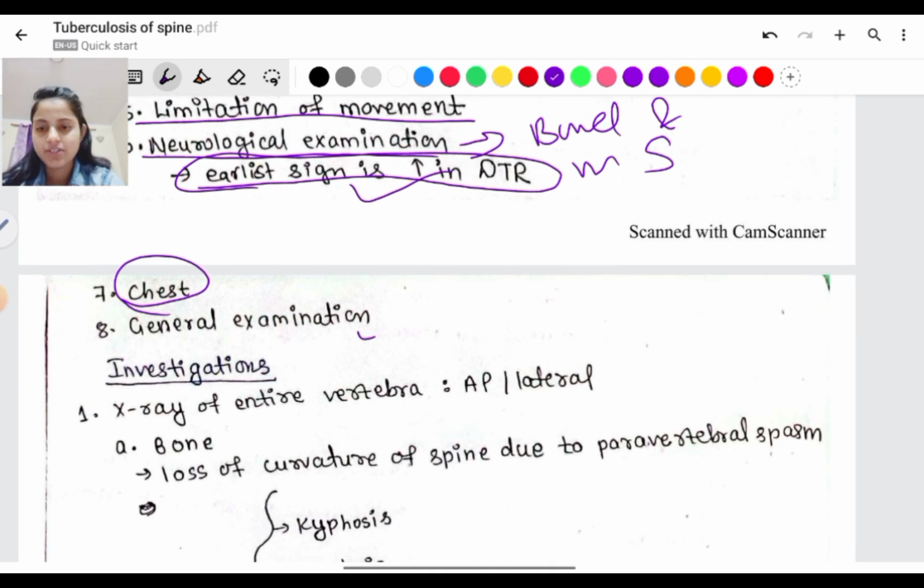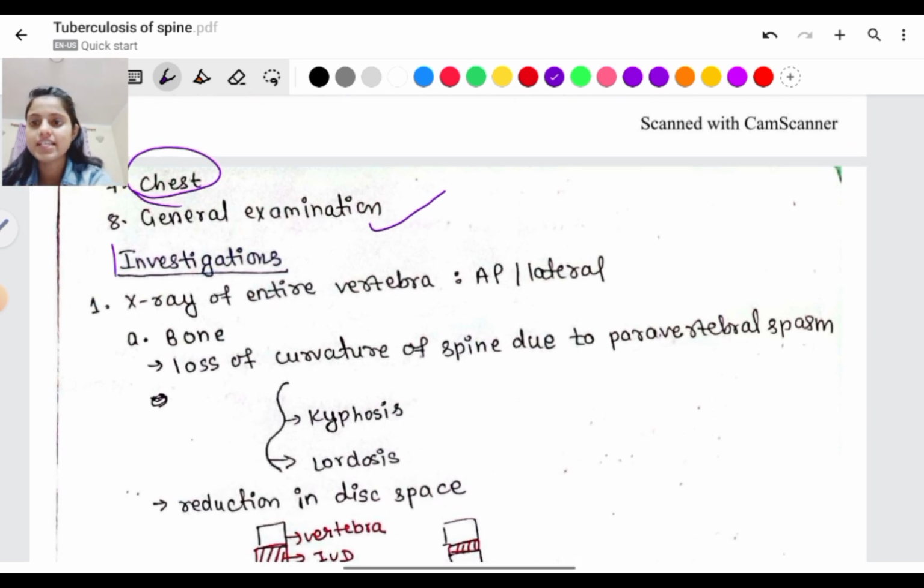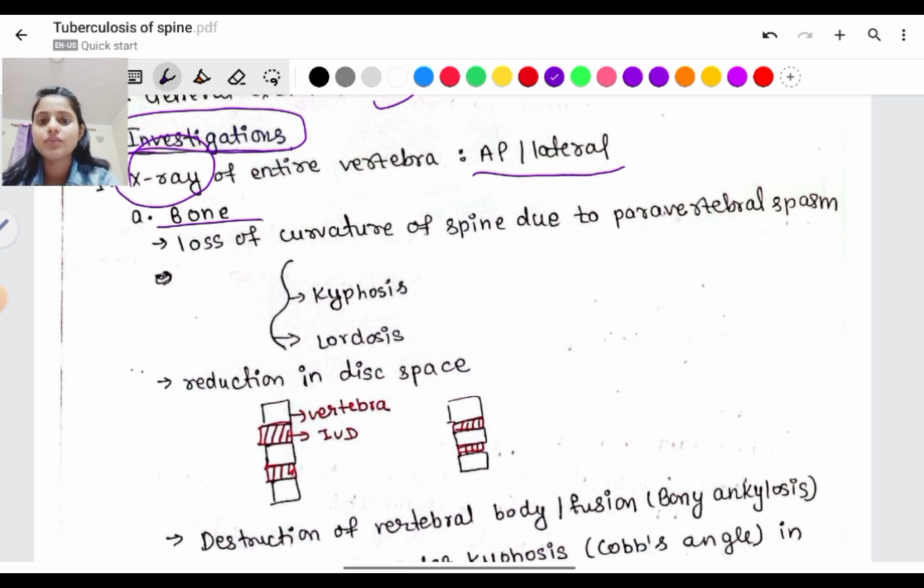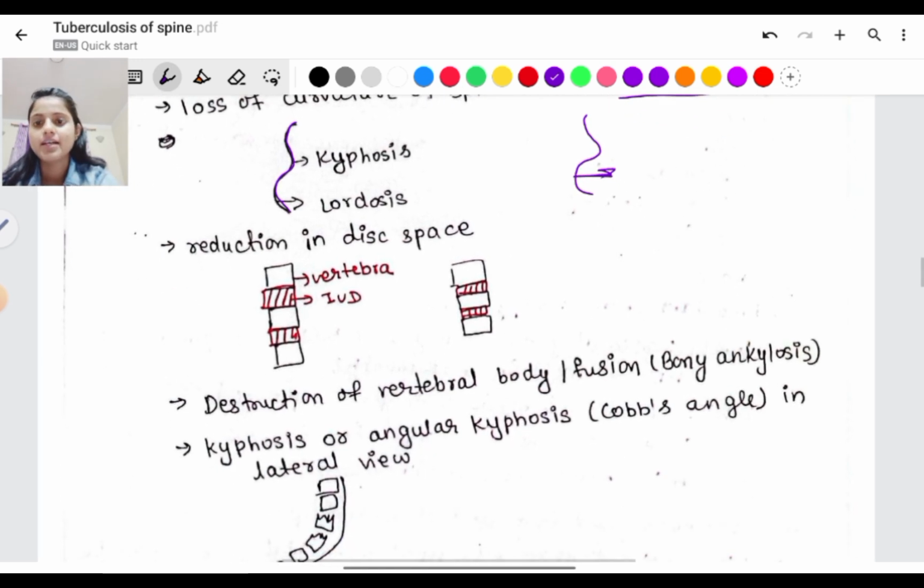General examination is done. On investigations, we do the X-ray of the entire vertebral column, anteroposterior and lateral view. In bone, we see the loss of normal curvature of the spine due to paravertebral spasm. Normally it is kyphotic and lordotic, but this will be lost. Loss of lumbar lordosis will occur in tuberculosis of the spine. There will be reduction in disc space. This is the vertebra and this is the intervertebral disc. After tuberculosis of the spine, there will be reduction in the disc space.